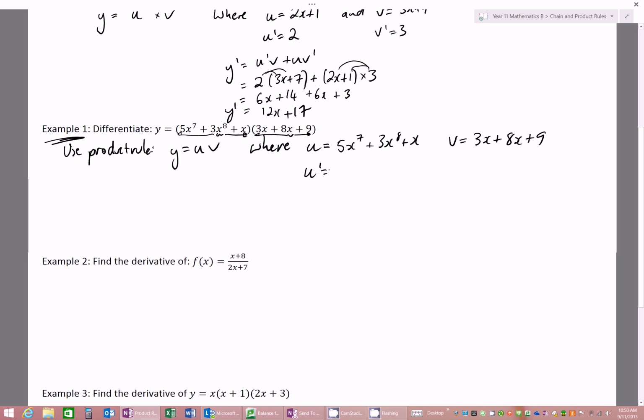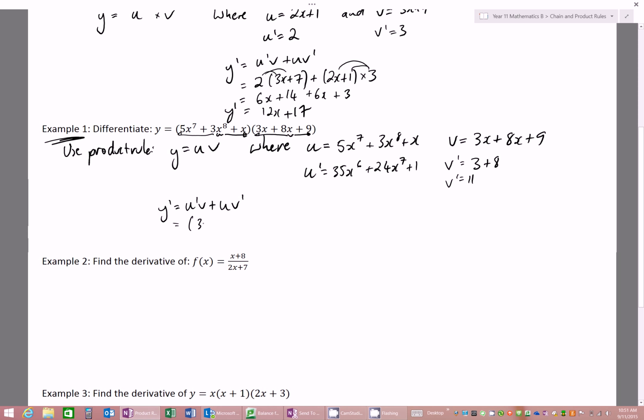So we'll just differentiate both of these. u dash is, I'm multiplying by the power, 35x to the power 6 plus 24x to the power 7 plus 1, and v dash is 3 plus 8. In other words, v dash is 11. I'm trying to find the derivative of the original function. I'll use my product rule. y dash equals u dash v plus uv dash. Here the dash means du dx or dv dx.